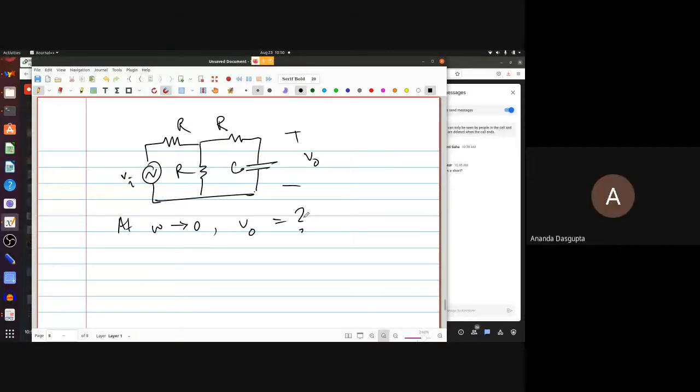So wait a minute, you are saying impedance large and hence output low. Yes, most of the current will flow through the middle R for low omega. However, I think you should think again. Just think of this. Sir, I think it's a low pass. You have a situation like this. Where will most of the drop be? The 1K or the 100K?